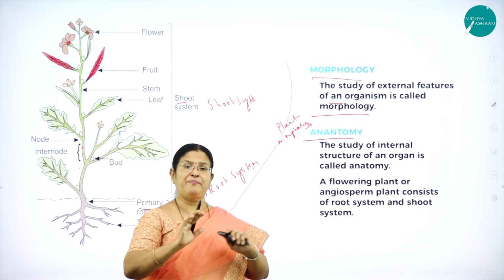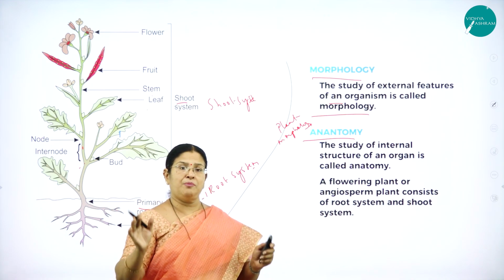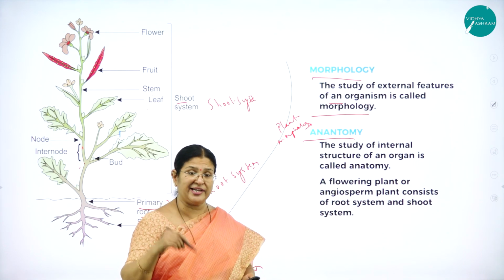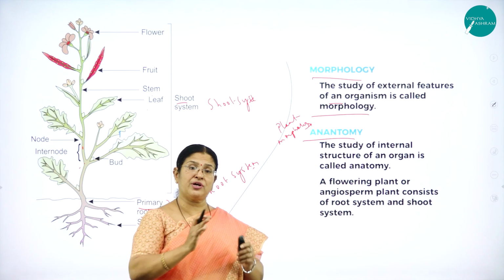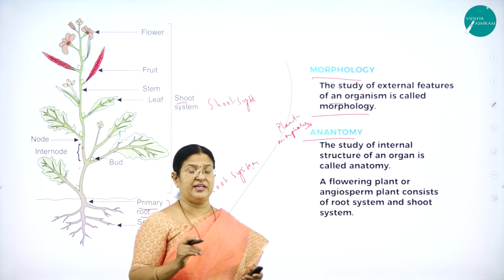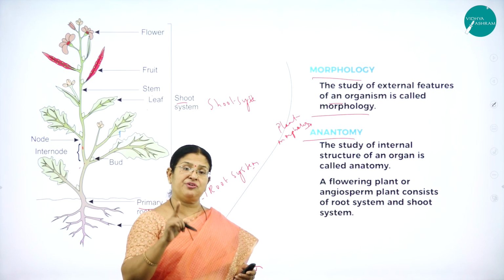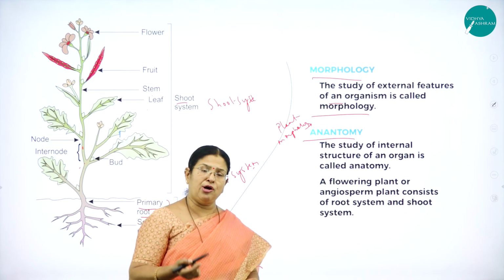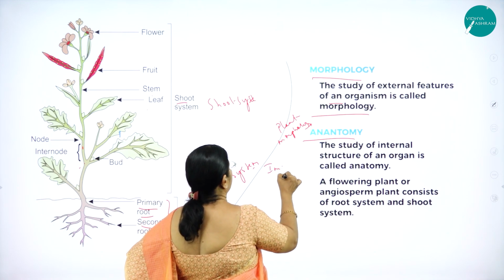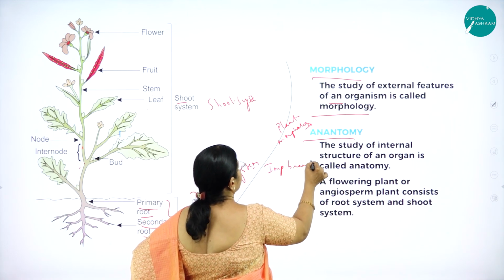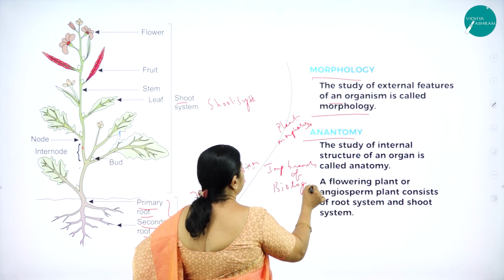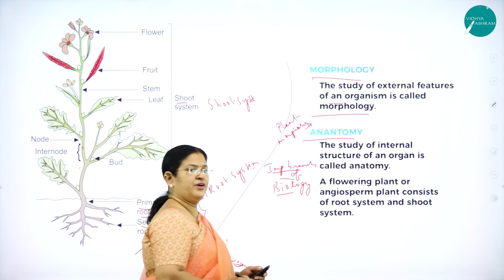See, by outward appearance we can tell this is a tall plant, this is a short plant. But what are the structures that are found inside the body? That is possible only when you cut open the plant body or an animal body, then you can study the internal parts. So morphology, anatomy, physiology, all these are very important branches of biology.